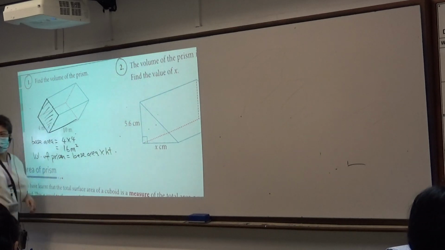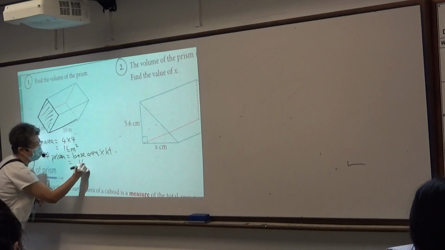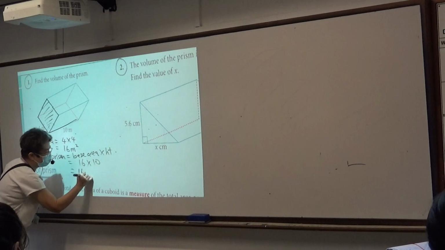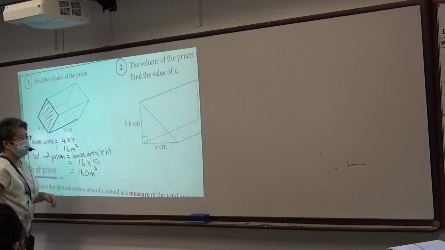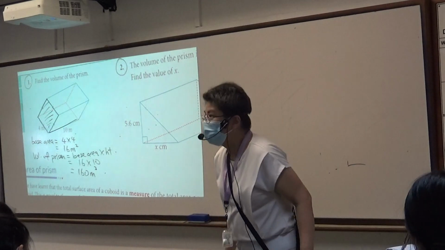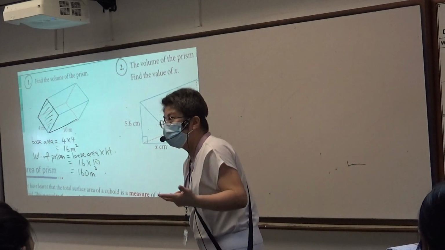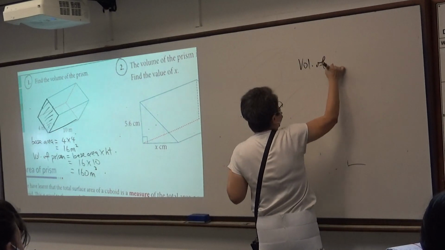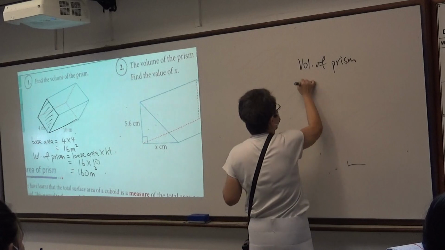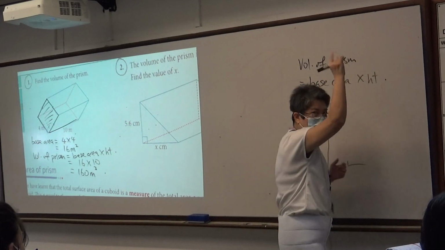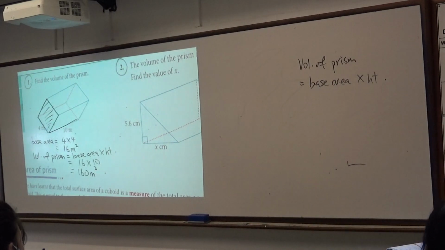Height. So what will this be? 16 times what? 10. So I'll get 160 meters cubed. Are we clear here? Can or cannot? So I repeat, volume of prism is base area times height. Everybody got it?